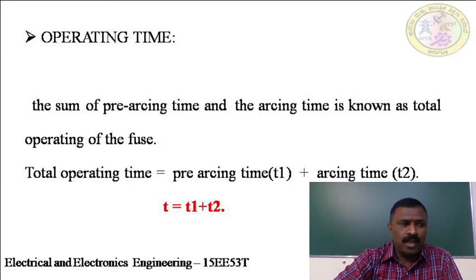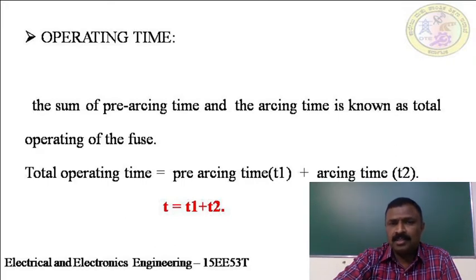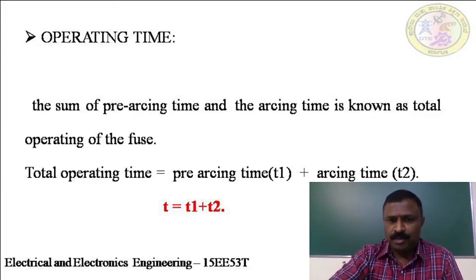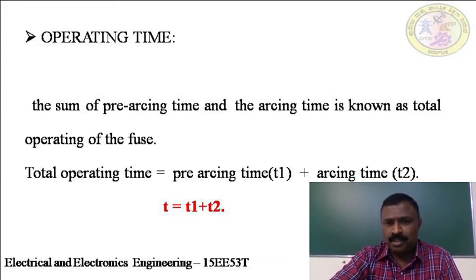When it comes to the operating time, the sum of pre-arcing time and arcing time is known as the total operating time for the fuse. Therefore, the sum of pre-arcing time and arcing time can be referred to as the total operating time for the fuse or fuse element. Hence, the total operating time is equal to the pre-arcing time T1 plus the arcing time T2. The total time of operation is T1 plus T2.